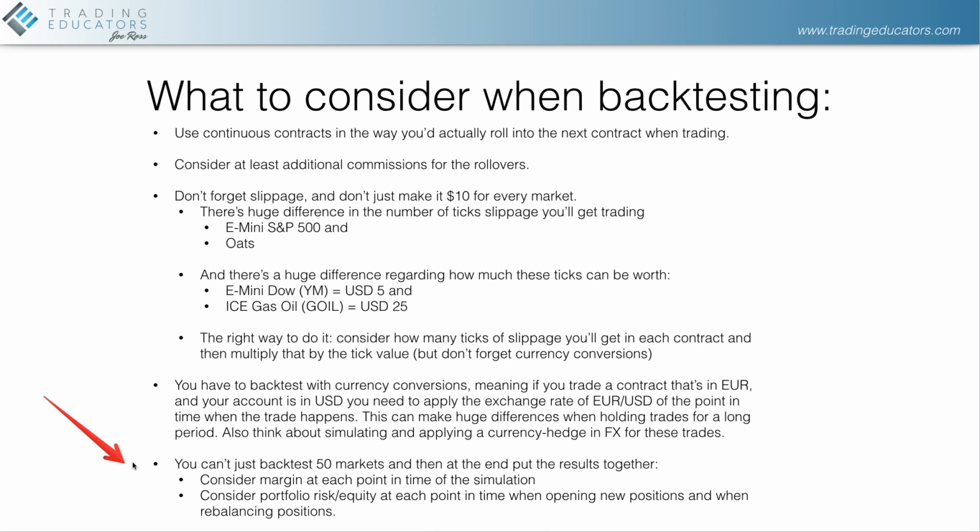so you need the exchange rates at the points when the trades happened. Also, don't use any of the simplistic retail backtesting platforms, because if you backtest a basket of markets, like you put in 50 markets with the same strategy, they're going to run each market separately and then just put the results together at the end. So they won't consider what the margin was at each point of time in the simulation with all 50 markets, or what kind of equity risk you had in between. So that's not going to work. In other words, you need a more sophisticated solution here.